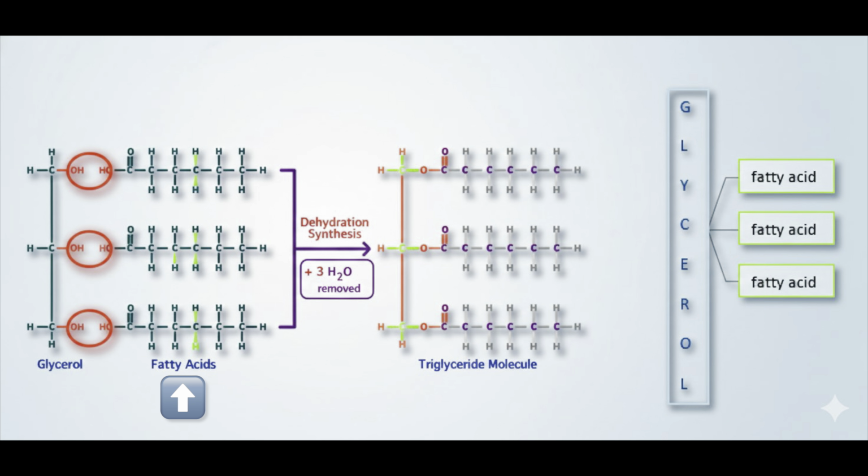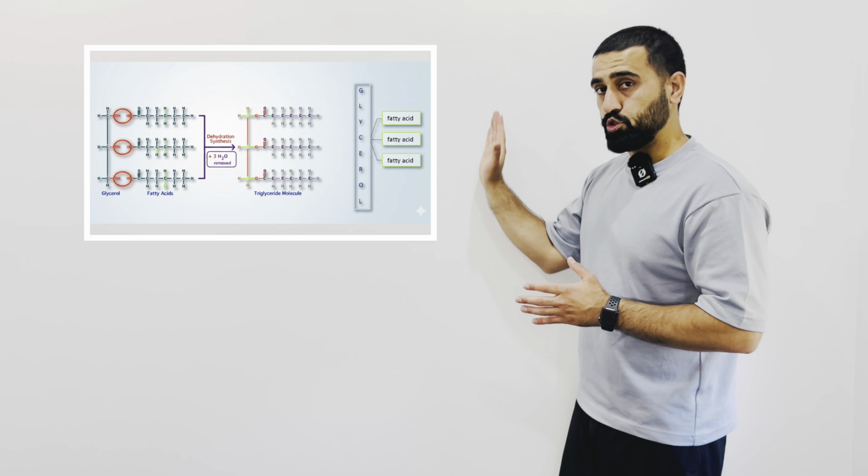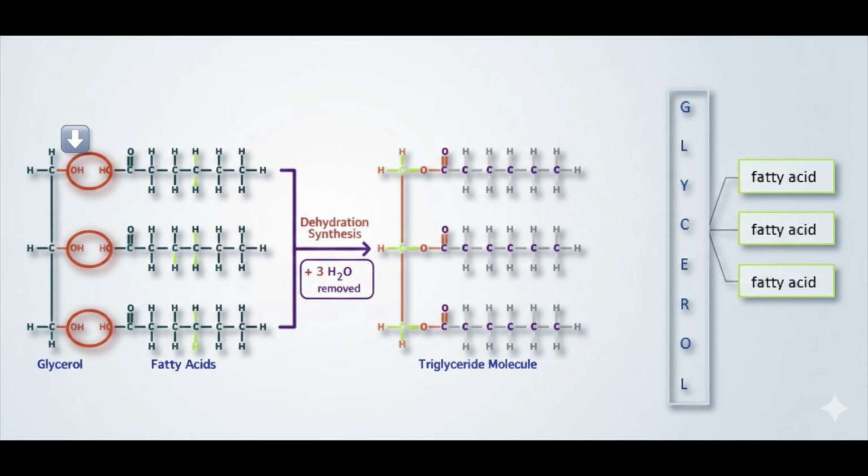Lipids are made from subunits called fatty acids and glycerol. The 3 fatty acids join with one glycerol. In the glycerol there is a hydroxyl end, and in the fatty acid there is also a hydroxyl end. They react, water is released for all 3 of them, and that's what forms lipids.